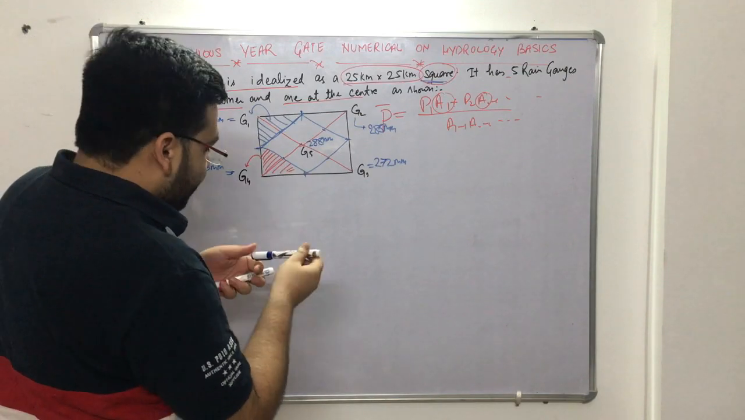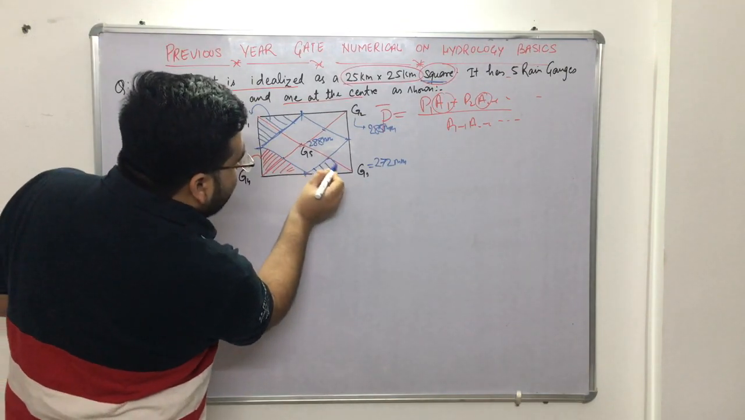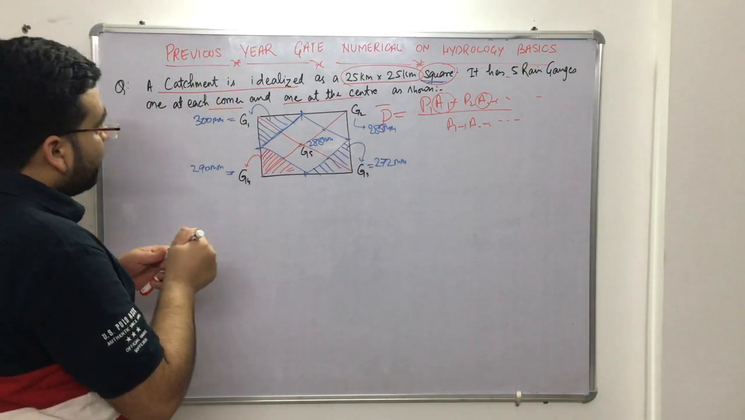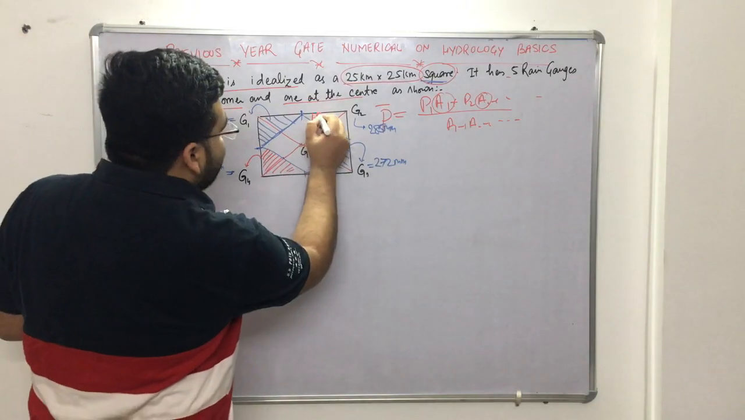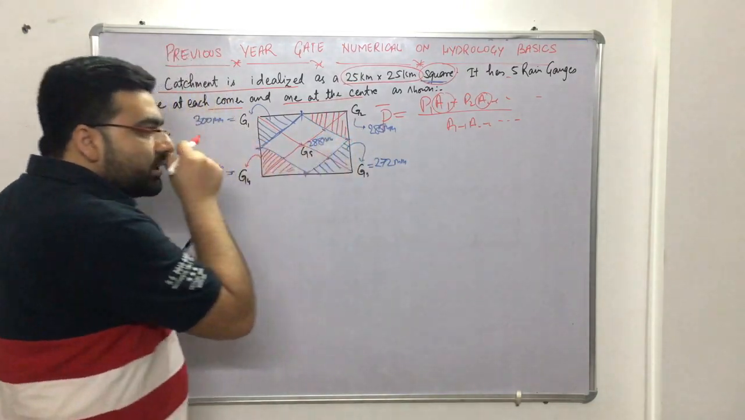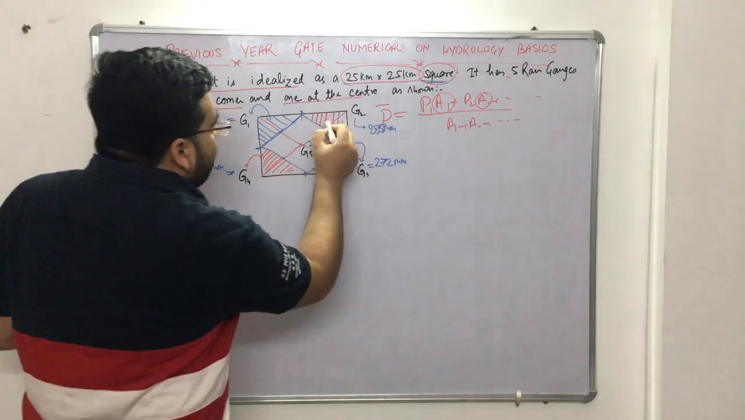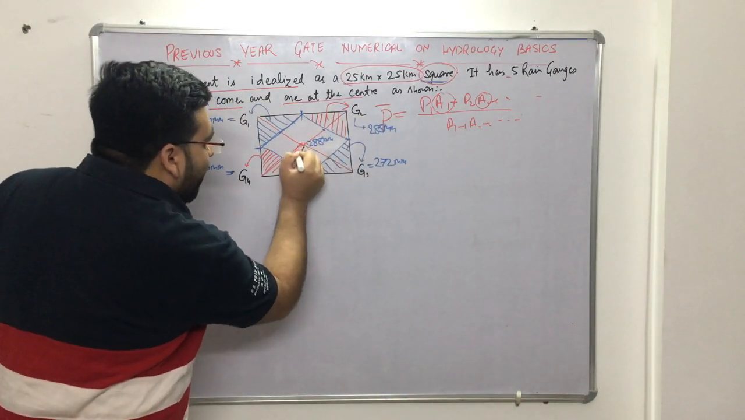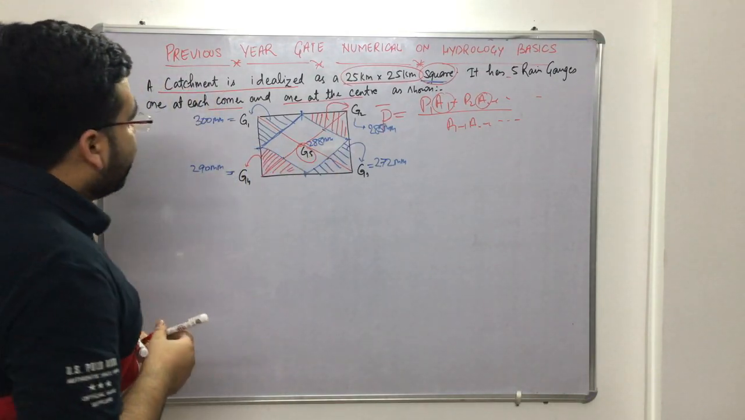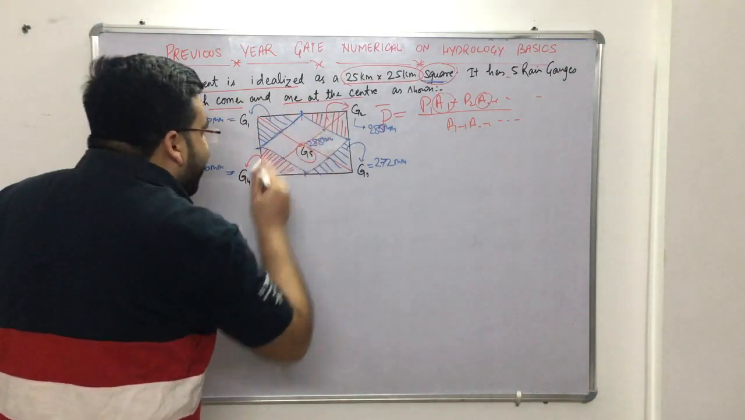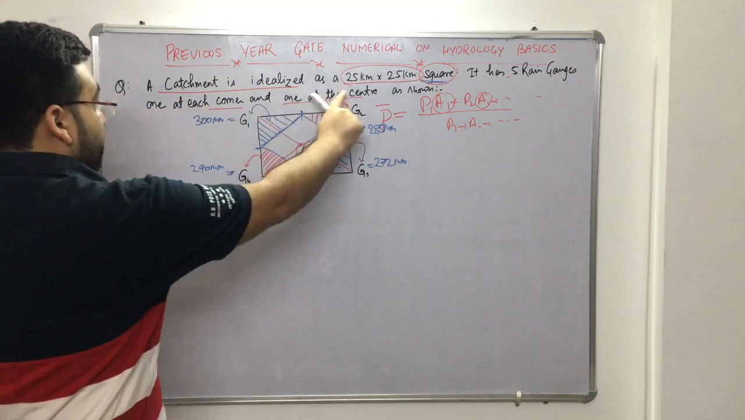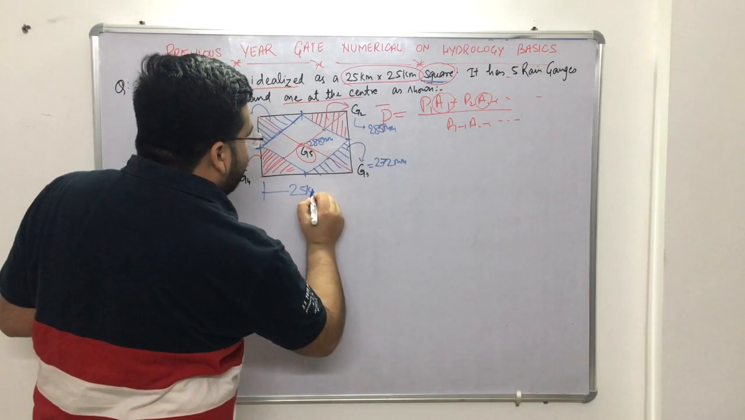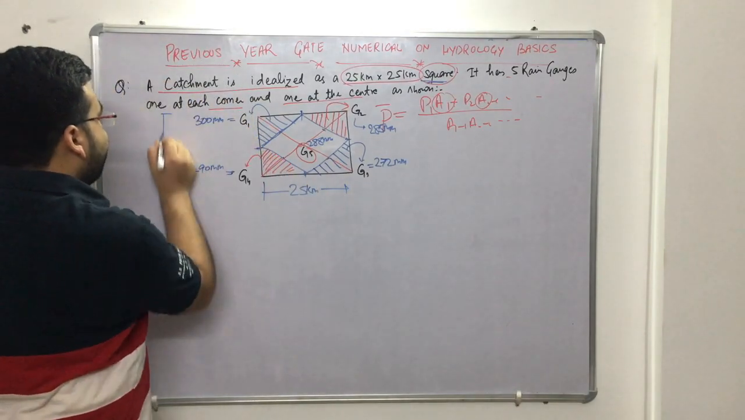Let me use this marker again. This area will be for G3, and this triangular area, because a triangle is also a type of polygon, right? And the square area, this whole square area will be for G5. Simple, right? Now the question is how to determine these areas. You know that it is 25 kilometer cross 25 kilometers. So here also you have 25 kilometer, and here also you have 25 kilometer.